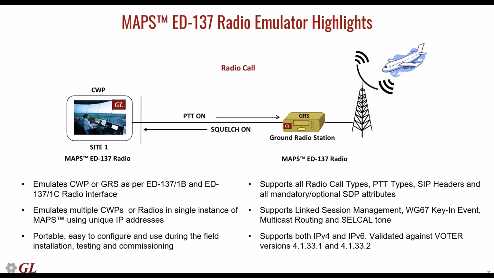So let's go into more details about this radio emulator. As I told, to simulate these air-to-ground calls, the emulator can either simulate the controller working positions, or it can simulate the ground radio stations as per ED-137 specifications. We do support both B version and C version specifications. And as I told, it has the advantage of creating multiple controller working positions or radios in a single software. That is, with a single license, you can simulate hundreds of CWPs or ground radio stations.